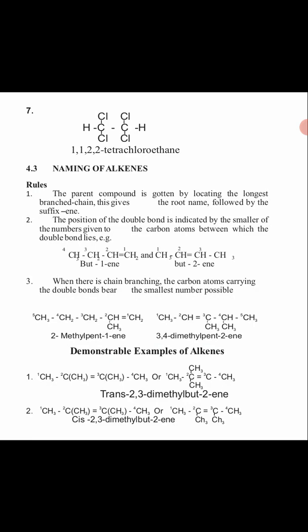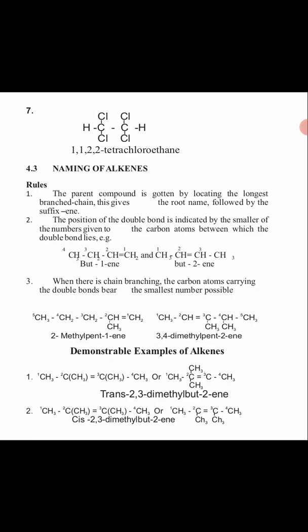All right. Now let's see. Rule 1 says the parent compound is gotten by locating the longest carbon chain. This gives the root name as we did in the alkane naming. Number 2, now let's see that example. The position. Now you're counting either from front to back or back to front, and that would depend on the position of the double bond.